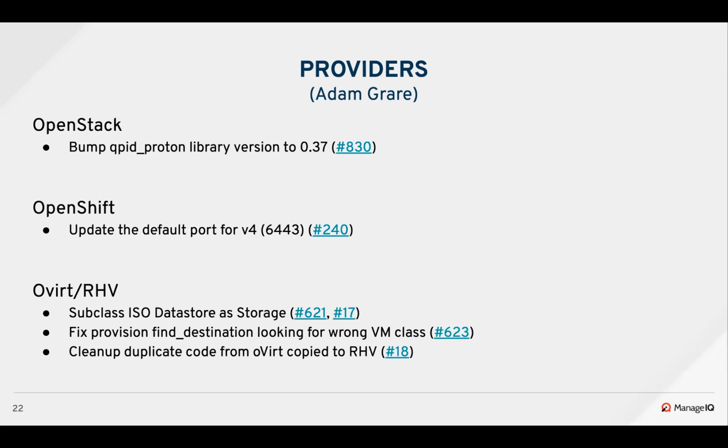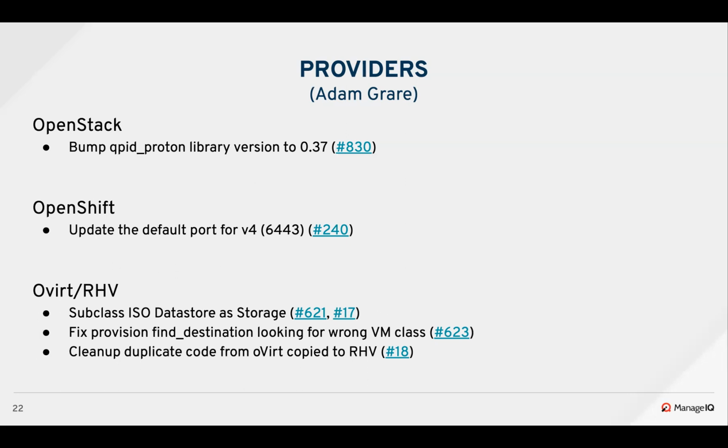For OpenShift, we updated the default port to match what is standard for version 4. Previously, we had the old V3 default port, which was 8443. And if you had a V4 OpenShift, you had to change it. But since we're going to be dropping V3 shortly, you now update the default port to match what current OpenShift versions use.